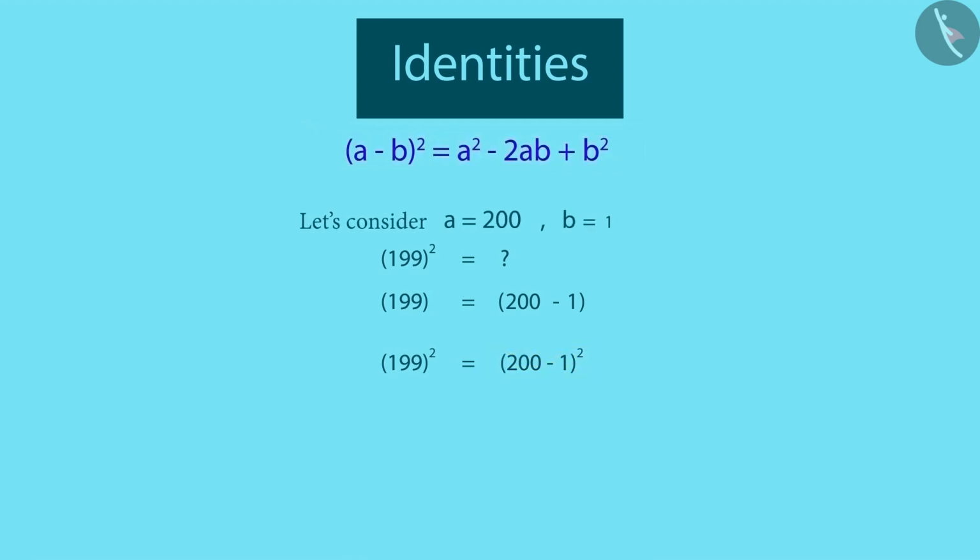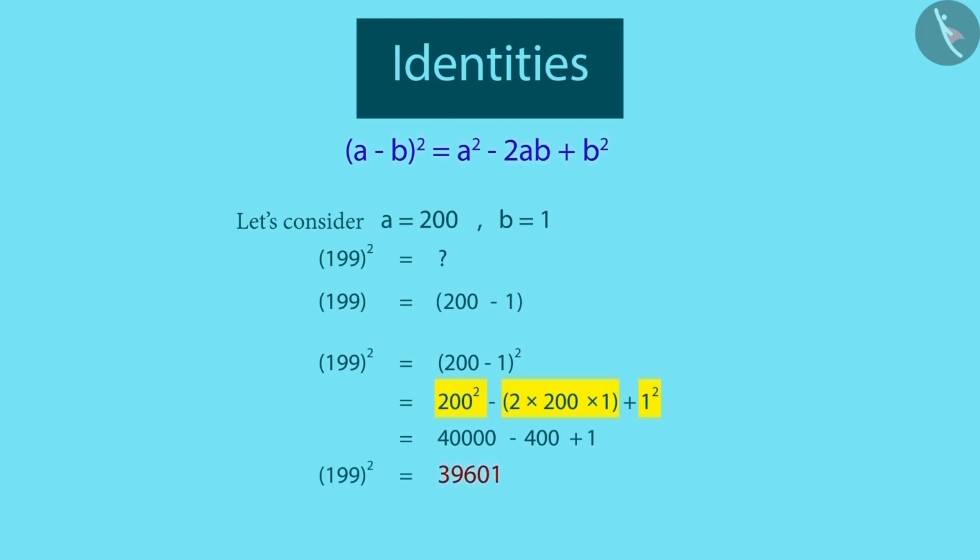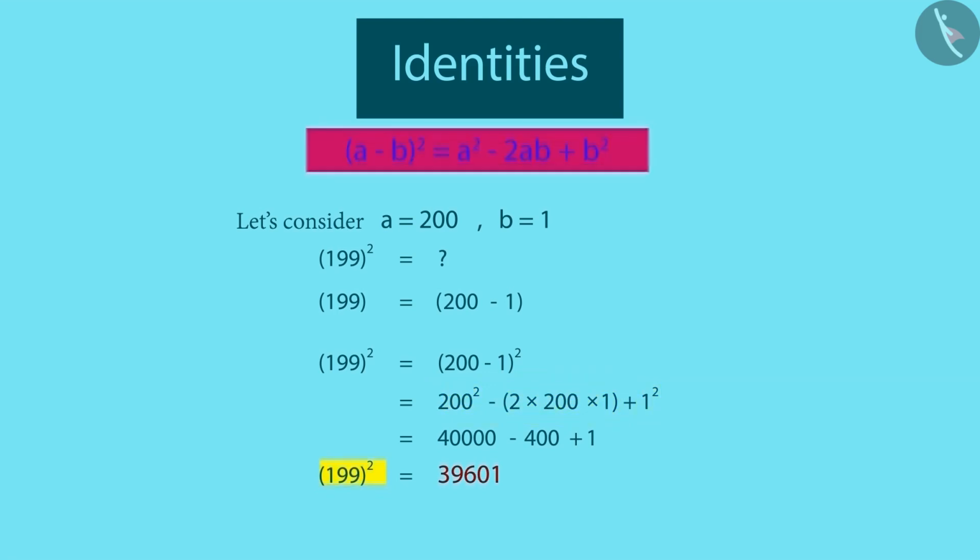Let's consider a equal to 200 and b equal to 1. Now substituting this on the right-hand side, we get 200 raised to the power of 2 minus 2 multiplied by 200 multiplied by 1 plus 1 raised to the power of 2. Now we can see that calculating these three terms is very easy. After further simplification, we will get this. Therefore, we see that to find the square of such numbers, we can use this identity.